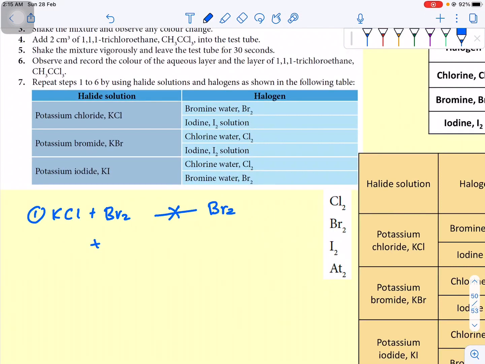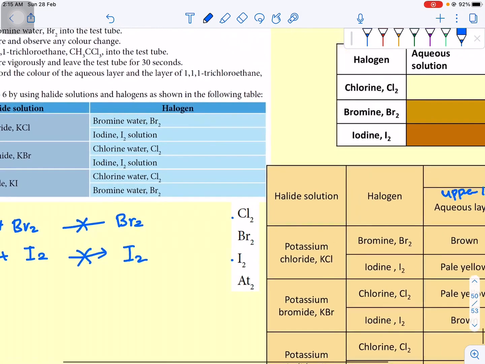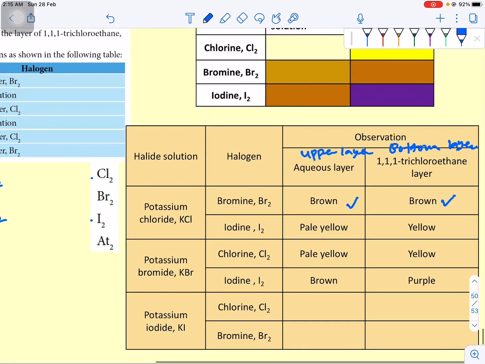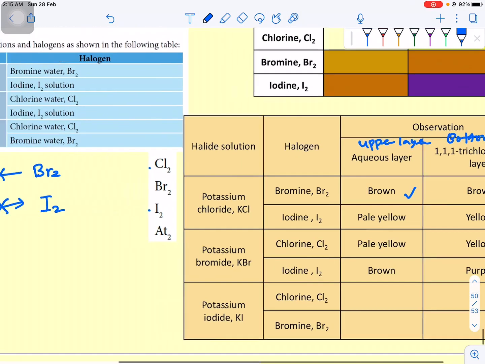Second, potassium chloride added with iodine. So look at the list. Potassium chloride masuk iodine. So masih lagi chlorine lagi power daripada iodine. So do we have reaction? No. So apa halogen yang akan ada dalam tu? Adakah chlorine ataupun iodine? Disebabkan tiada reaction, maka iodine kekal ada dalam tu. So bila iodine ada, what is the color for iodine? Brown, purple. So there's a mistake here.